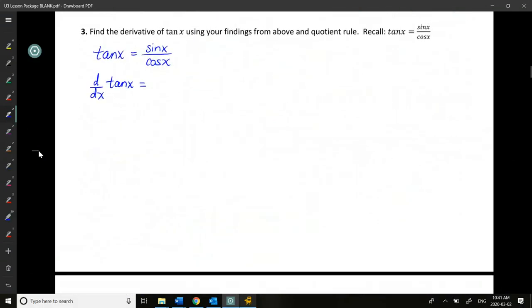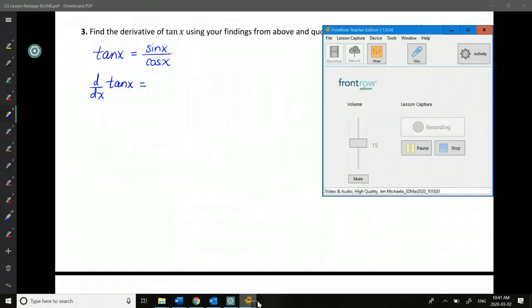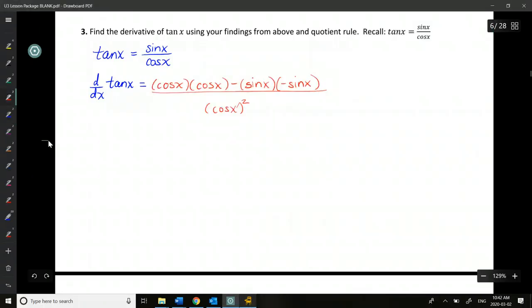Okay, and then next we're going to see if we can find the derivative of tan x using the identity sine x over cos x and using the quotient rule. So we're going to take a couple seconds to do that. So the first thing that you guys should have gotten here is the derivative of the top. So this is the top prime. Derivative of sine is cosine, times the bottom, minus the top, just as it is, times the derivative of the bottom, which is negative sine x, over the bottom squared.